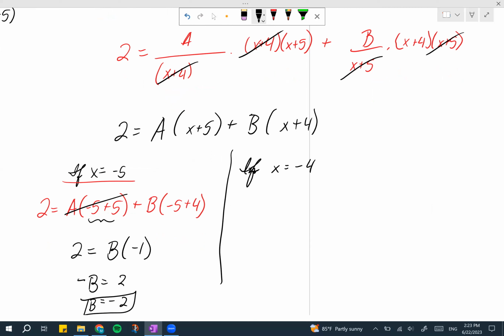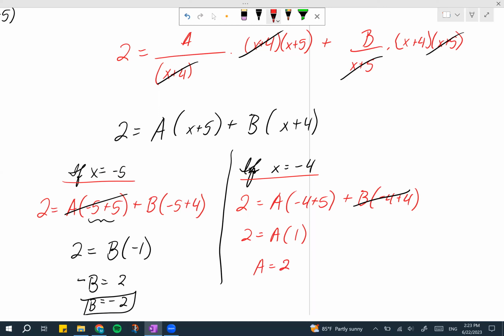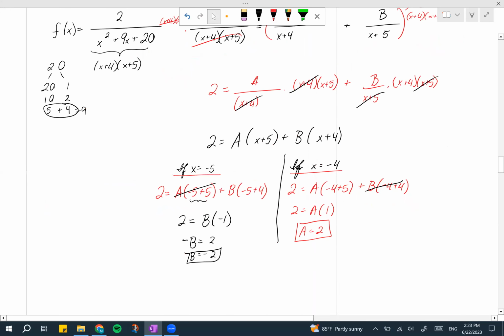Now, likewise, if x is -4, whenever I plug it in, I'm going to have 2 is equal to A times -4 plus 5 plus B times -4 plus 4, which is 0. So this term goes away, and what I'm left with is 2 is equal to A times -4 plus 5, which is 1. So A is equal to 2. So now I have my A and my B.